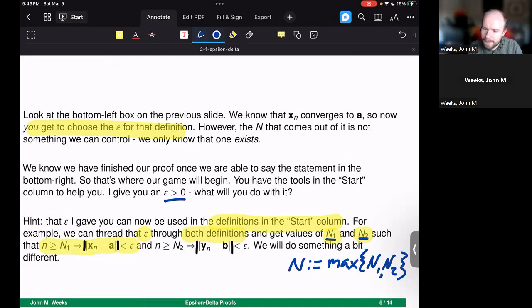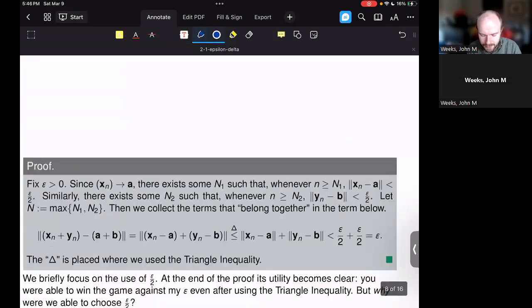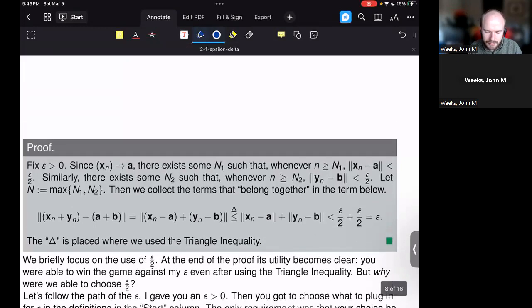So here's what I mean. Let me show you an example of what this sort of proof might look like. Let's fix epsilon greater than 0. That's the one that I gave you to start off. You now have to come up with a value of capital N. This is your cutoff point. Well, x sub n converges to a, so there's going to exist some n sub 1, so that whenever n is greater or equal to n sub 1, the distance between x sub n and a is less than, note the difference here, epsilon over 2.